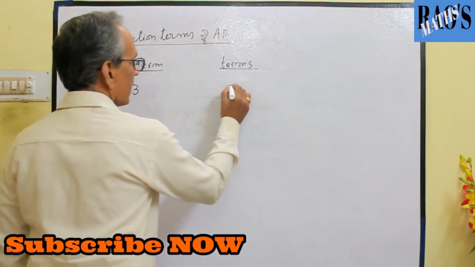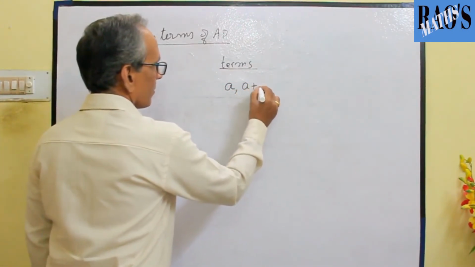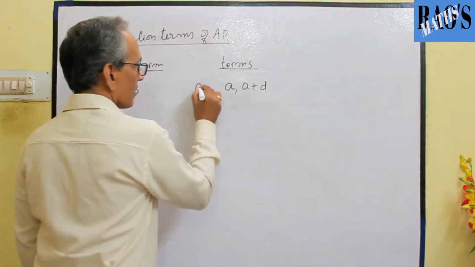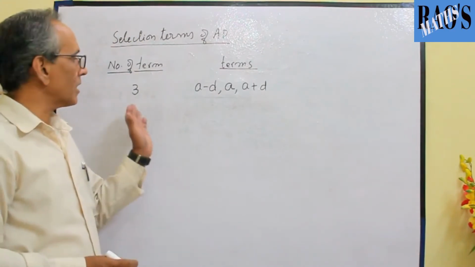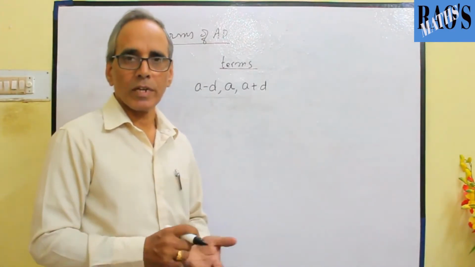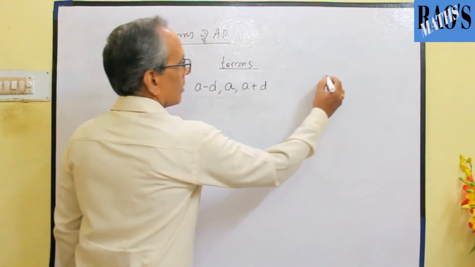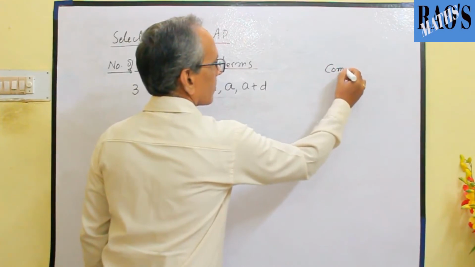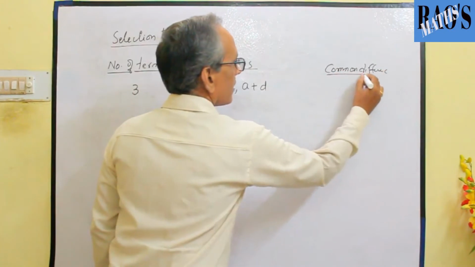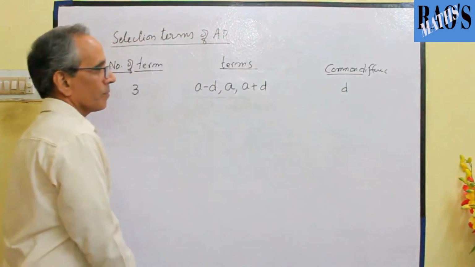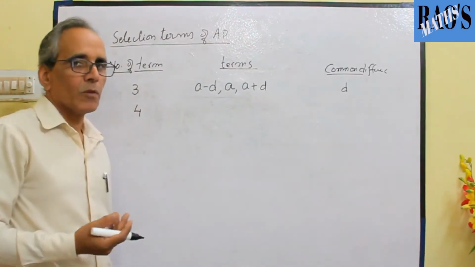Suppose you want to define 3 terms of an AP. You write A, the middle term, the next term is A plus D, and the previous term is A minus D. This is the way you define the 3 terms. Don't write the 3 terms as A, A plus D, A plus 2D. We cannot solve any question by defining in such a way. In this series the common difference is D.